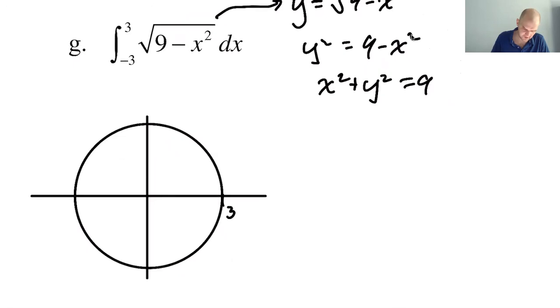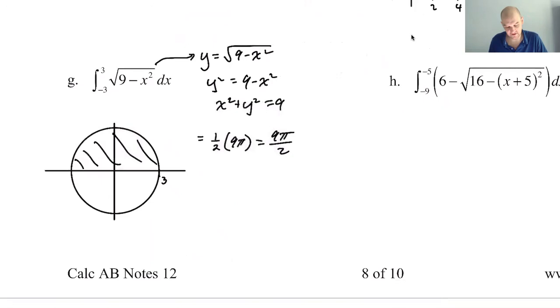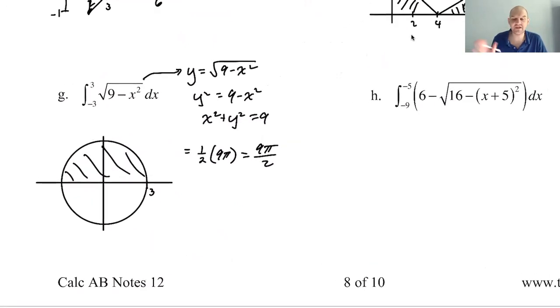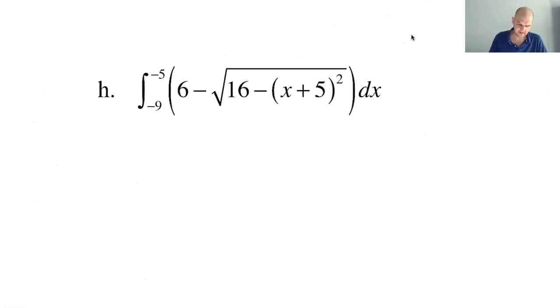So here's 3. We just want the top half. This is a circle that has a radius of 3, so this is going to be 1/2 of 9 pi, so 9 pi over 2. And that's it, right? To do it any other way is going to be a real challenge, but to do it that way is not bad at all.